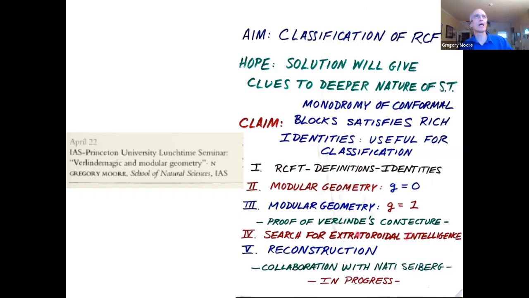You see the first line is: aim is classification of RCFT. And I think the title of the talk says a lot about our motivation and the influences on us. The title of the talk was Verlinde Magic and Modular Geometry. The magic is a direct reference to that discussion in Witten's office, and modular geometry is a reference to Friedan-Shenker.